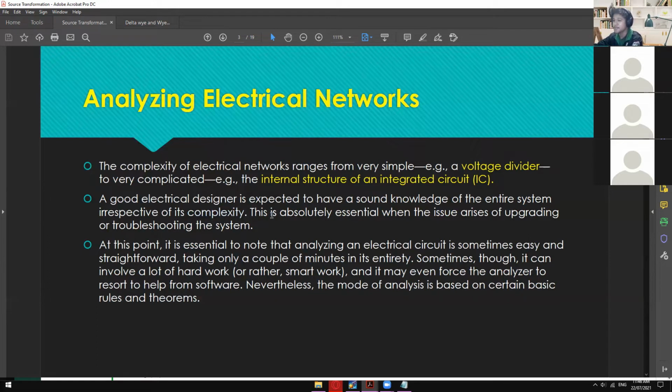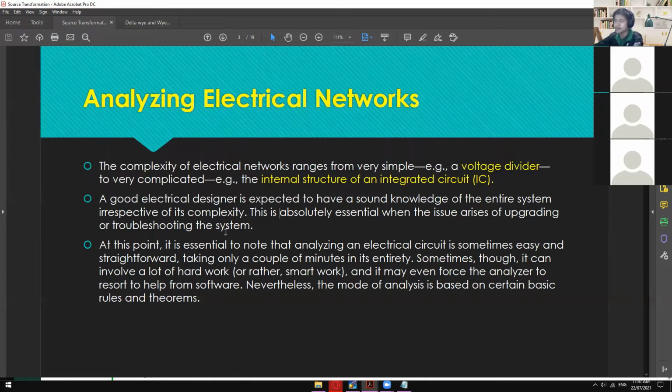This is also absolutely essential when the issue arises of upgrading or troubleshooting the system. This is where the electricians come in. They check it by using a voltmeter or the VOM. Is this working? Do we have the voltage right here? Do we have the current right here? And so on and so forth. From there, they will easily be able to identify the problem.